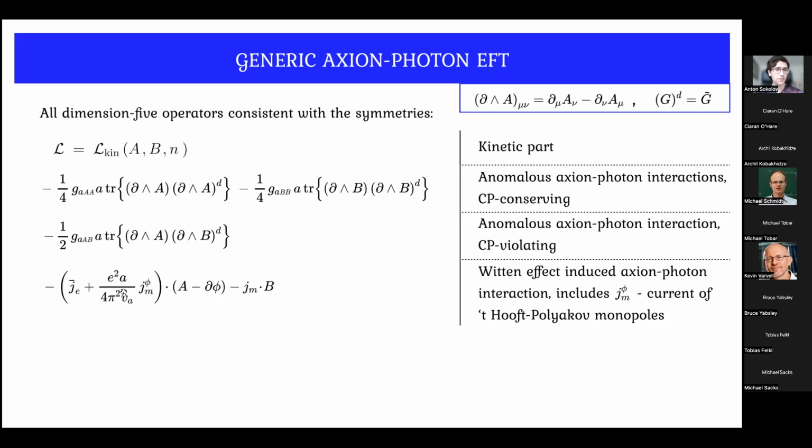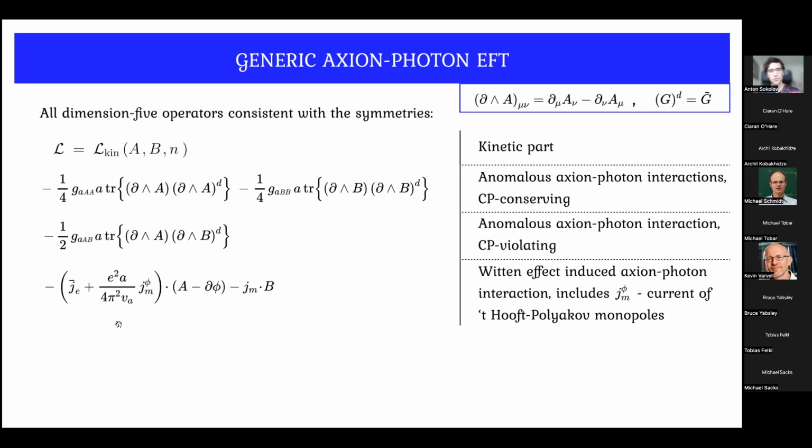And then there is a coupling which is a bit more difficult and theoretical. This is a Witten effect-induced axion-photon interaction, and actually this coupling has been discussed already in the literature, and it concerns the interactions of axions.